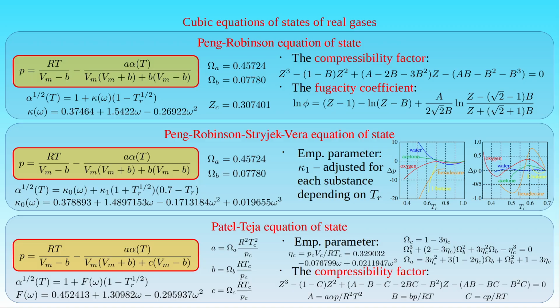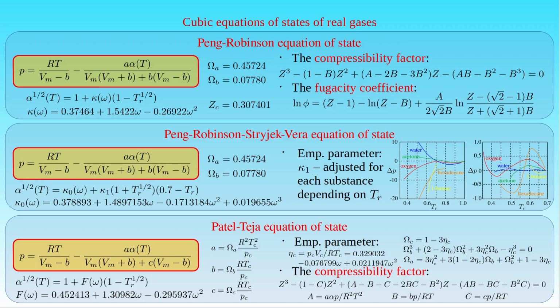Here the quantities A and B have the same definitions as in the case of the Soave-Redlich-Kwong and the Peng-Robinson equations, whereas C is defined by the constant C times the pressure P over the gas constant R times the temperature T. This cubic equation has 1 to 3 positive real roots depending upon the number of phases in the system. If a vapor and liquid phase of the substance are present, the smallest root represents the liquid's compressibility factor while the largest root is that of the vapor.